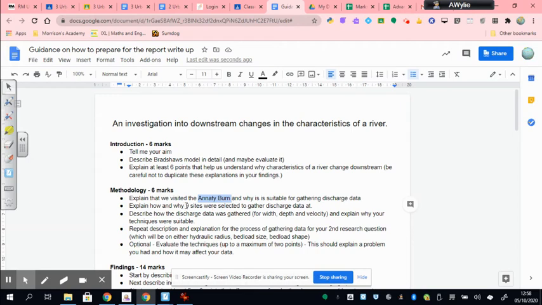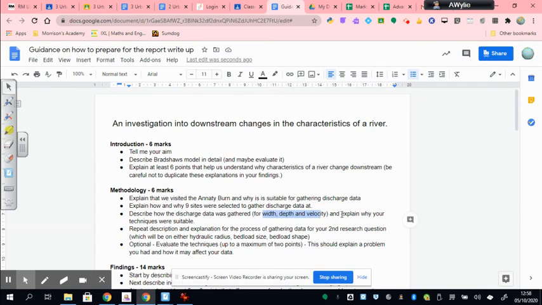Likewise, you're going to want to give at least one explanation for why 9 sites were selected and how they were selected. Make sure you link that to why they are suitable for gathering discharge data. What you're then going to do is describe the technique you used to gather discharge data. And this is obviously, to get discharge, we need to know the width, the depth, and the velocity. So for each of them, there was a very specific technique.